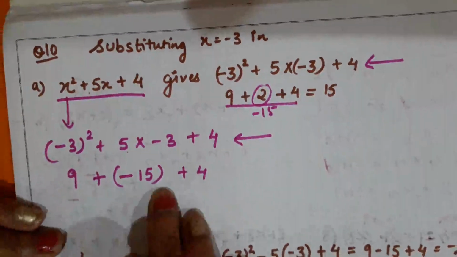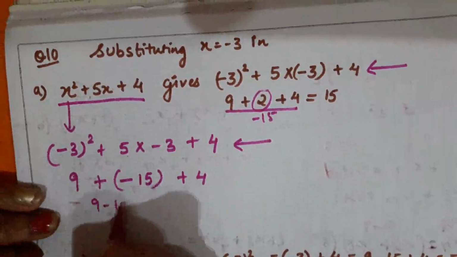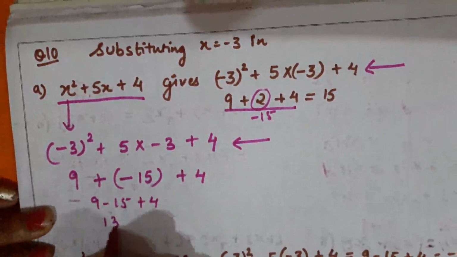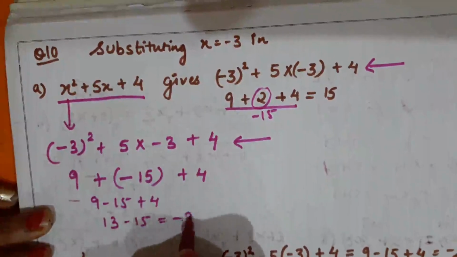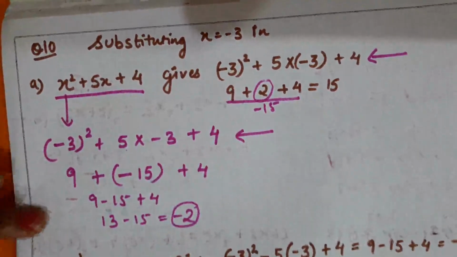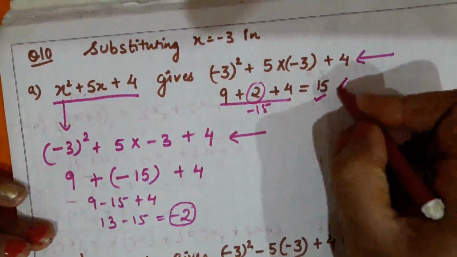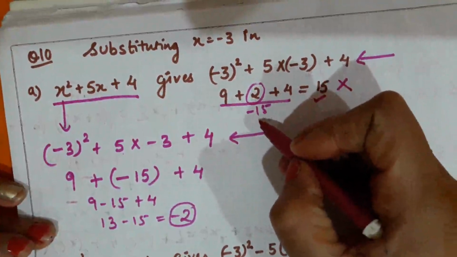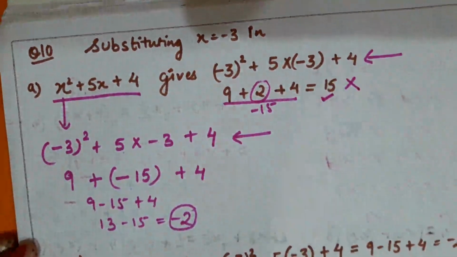So after solving that, 9 minus 15 plus 4. 4 plus 9 is 13. 13 minus 15 is -2. So we are getting -2 as answer, but they are getting 15. So this is wrong. So instead of this 2, we want -15. So this is the error. We need to solve this error.